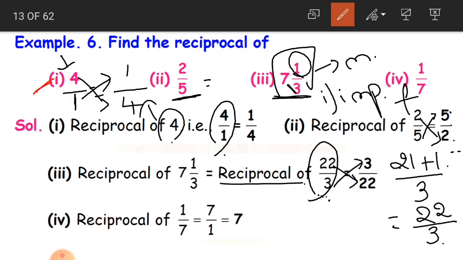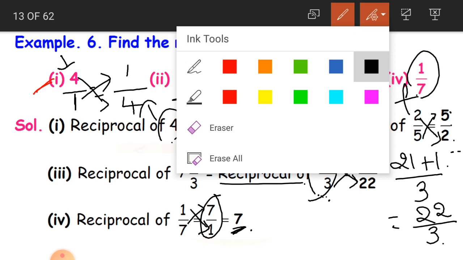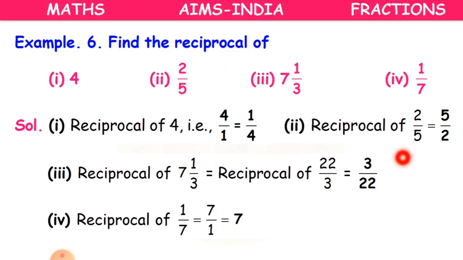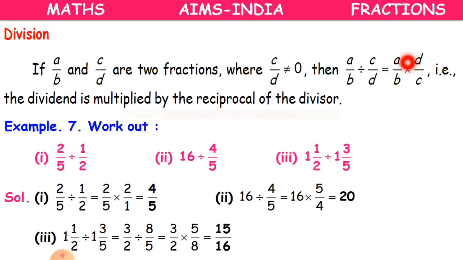Yes, students, reciprocals are easy, right? Yes. Now 1/7, the reciprocal becomes 7/1. 7/1 is nothing but what? Is equal to 7 itself. Yes, so these are our reciprocals. Few examples of how to find out the reciprocal of a given fraction. I hope this is clear.